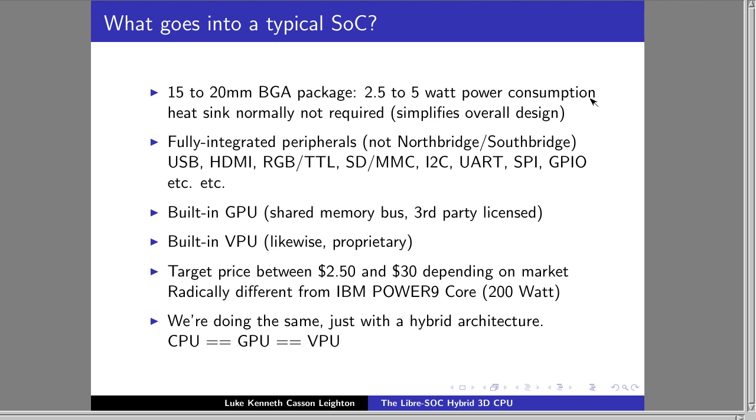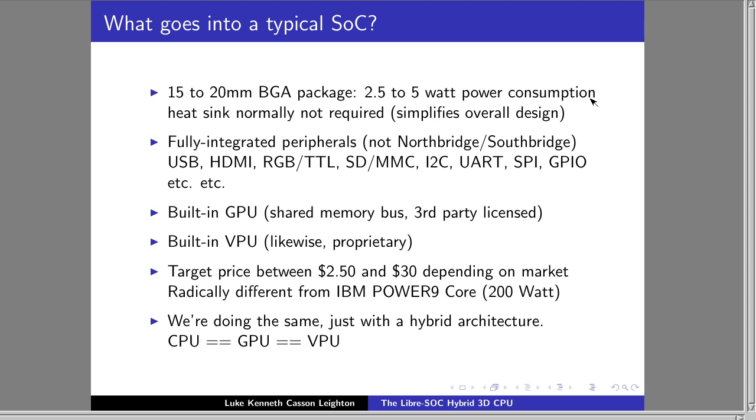So that's how the typical one is. There is a GPU, but it's on a shared memory bus. And likewise, there's typically a proprietary built-in VPU, where both the GPU and the VPU are typically licensed as completely separate hard macros. So Vivante's GC800, GC1000, 2000, PowerVR, Mali, etc. And that's where problems start for transparency. Your target price is between $2.50 and $30, depending on the market.